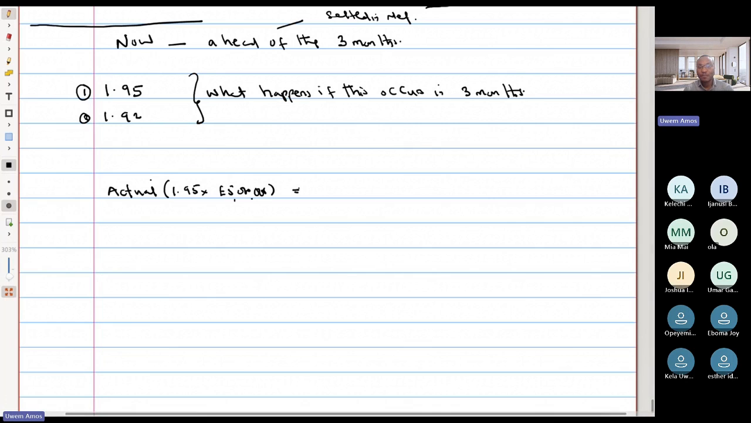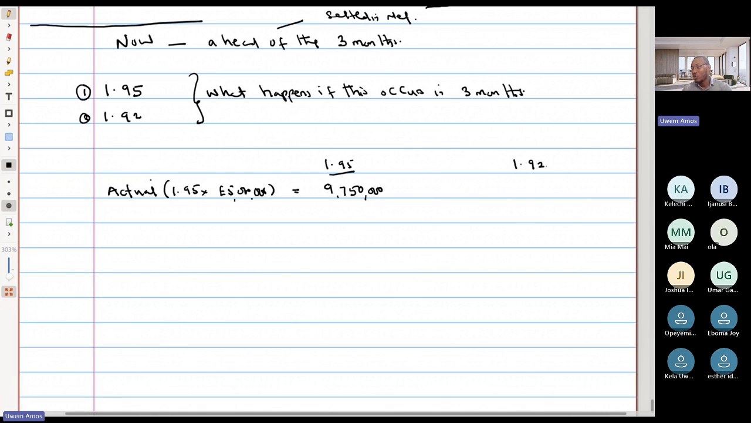So how much would you have spent to buy the actual pounds in the market? That would be 1.95 multiplied by 5 million. So how much is that? That would be 9,750,000.